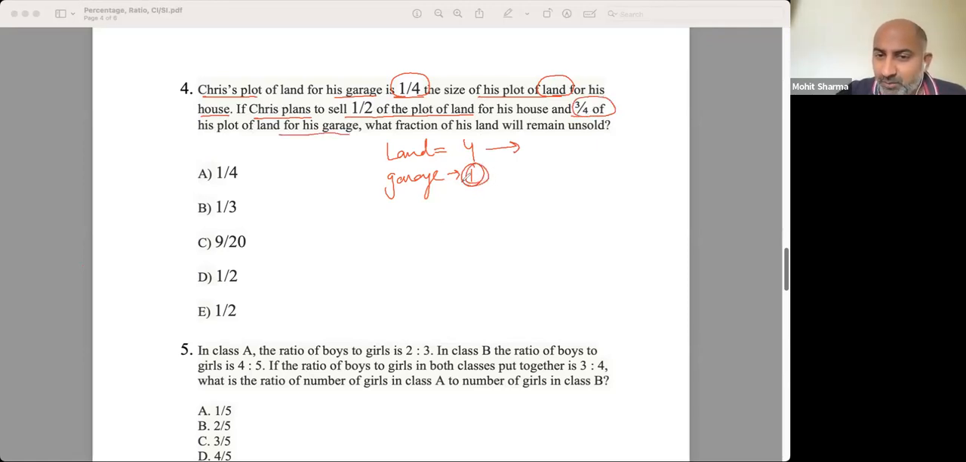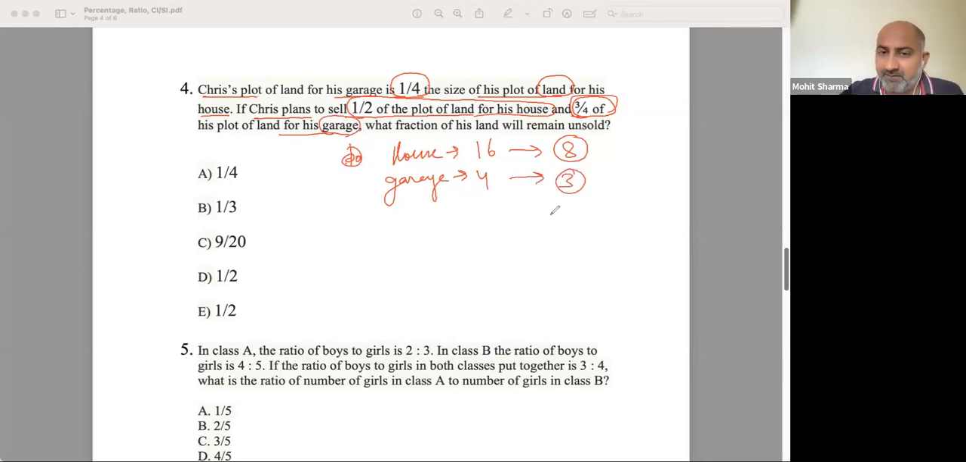Now 3/4 of the garage would again be a fraction. We don't want to have fractions. So in such a case, you take bigger numbers. For example, for the house, the plot size is 16, and for the garage, it'll be 1/4 of that, so 4. Half of the house, that means 8 of the house is sold, and 3/4 of the garage, that means 3 out of 4 of the garage is sold. So 11 total is sold.